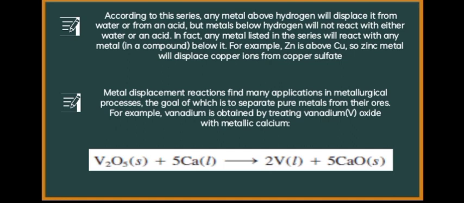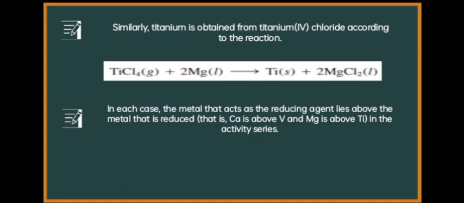For example, vanadium is obtained by treating vanadium oxide with metallic calcium, as you can see in the figure shown below. Similarly, titanium is obtained from titanium chloride according to the reaction, as you can see in the figure shown on the screen. In each case, the metal that acts as the reducing agent lies above the metal that is reduced, that is, calcium is above vanadium, and magnesium is above titanium in the activity series.